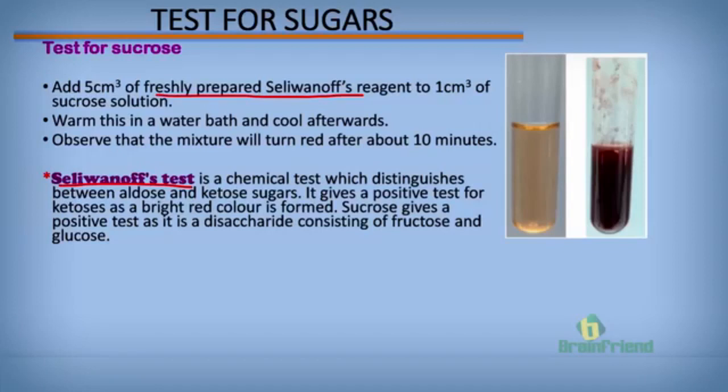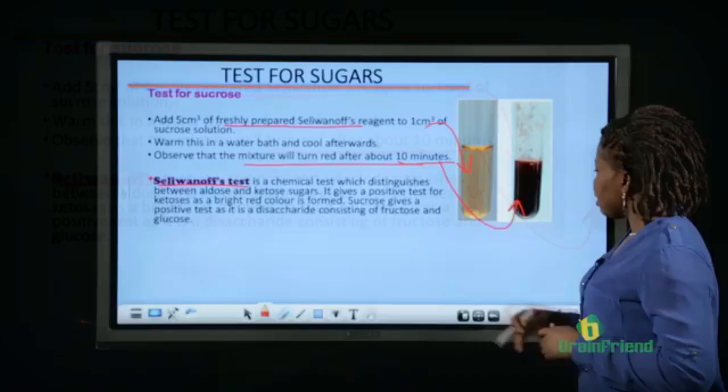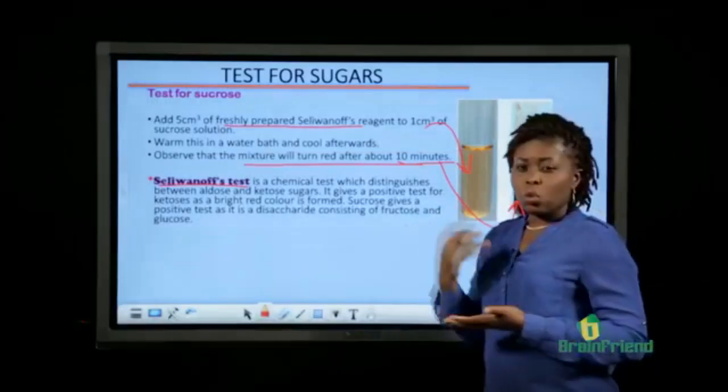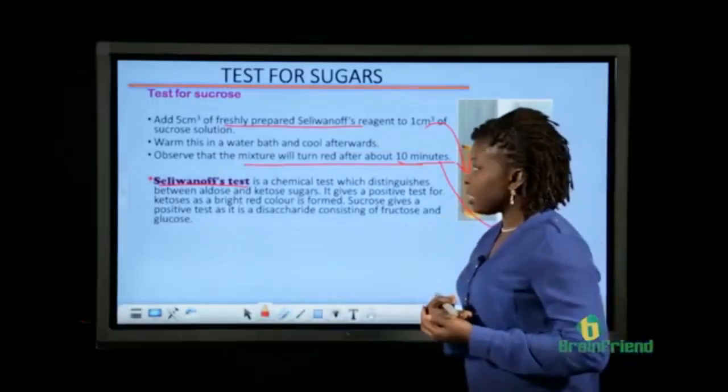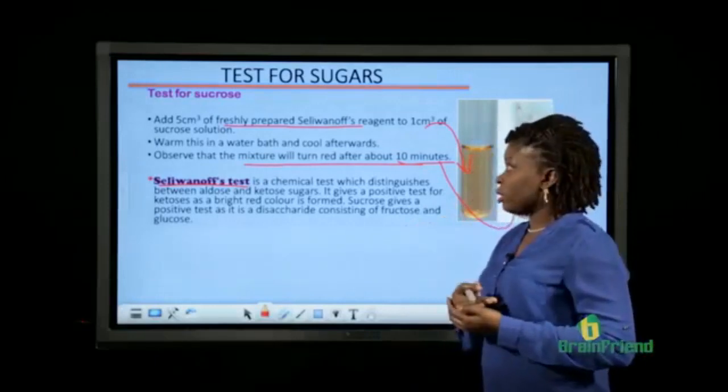Now, when you warm this in a water bath and cool afterwards, you're going to observe that the mixture will turn red after about 10 minutes. So, if you have a solution containing this reagent, and you warm it in a water bath, you're going to have a color like this. This shows that what you are testing for is a ketose sugar.